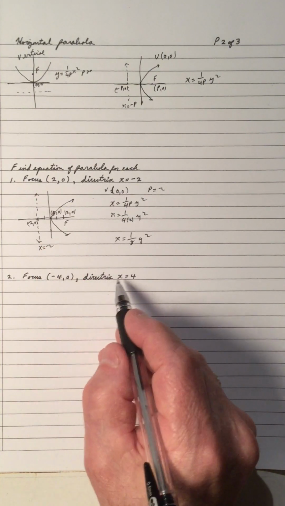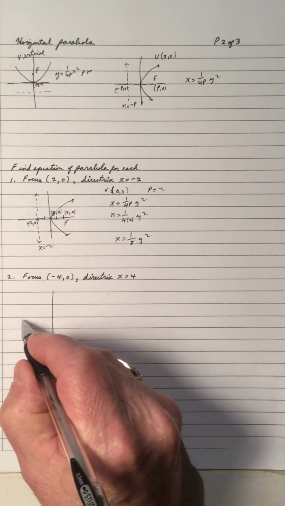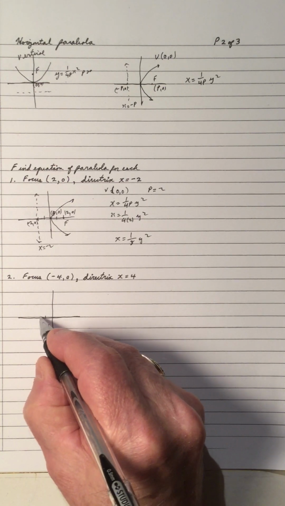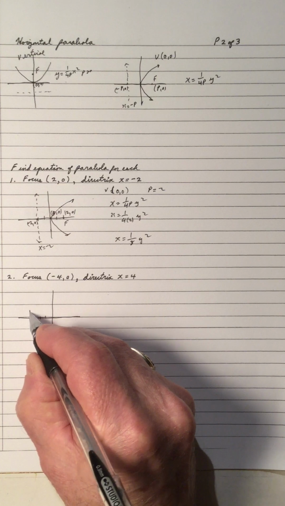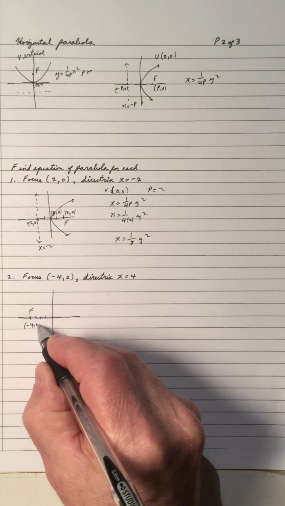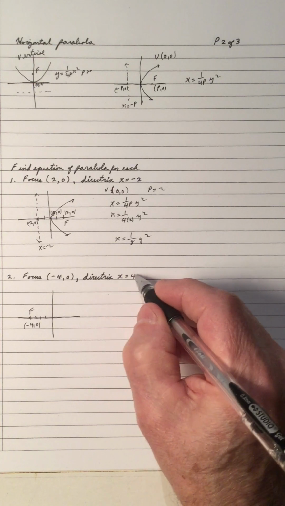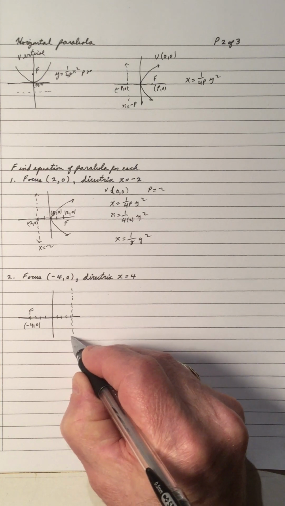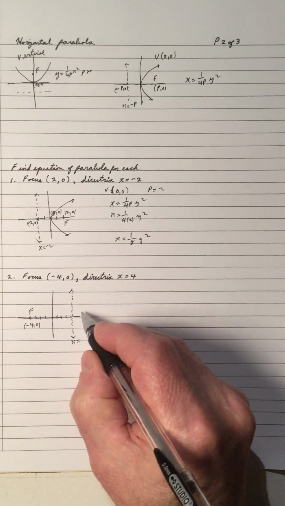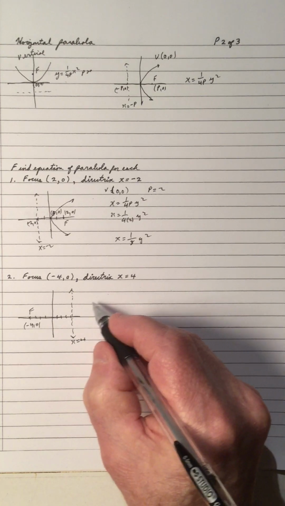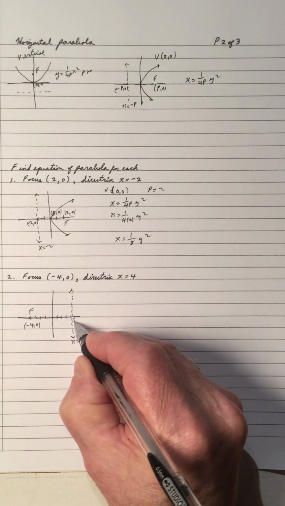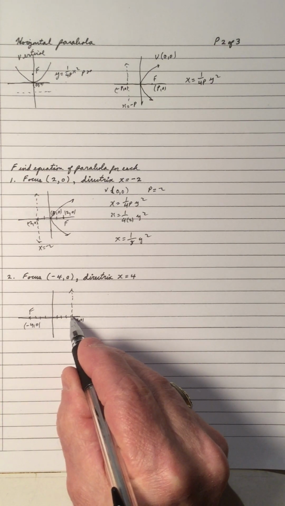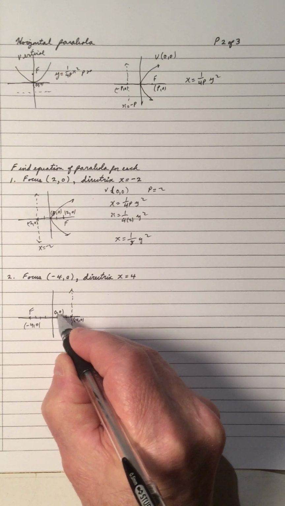Now we have another focus and a directrix. So again, I always like to draw a graph. The focus is negative 4, 0, so negative 4 comma 0 right here for the focus. And the directrix is x equals 4, so that's a vertical line on the other side. This is a broken line. It's not a part of the graph. It helps to determine the graph. So this point right here is 4 comma 0. Again, halfway between the focus and the directrix, this point is the vertex 0, 0.